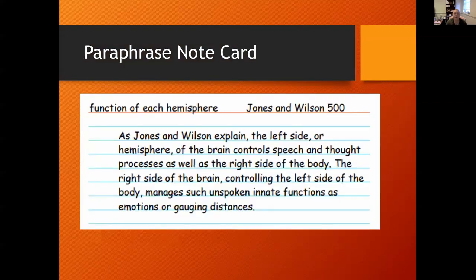So here's an example of a paraphrased note card. Again, at the top, you have the topic and the author and the page. And here you can see this is a little bit longer than what we had in the summary. It's giving a little bit more explanation.